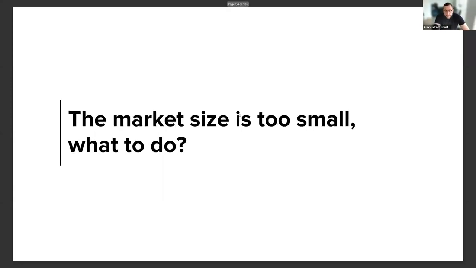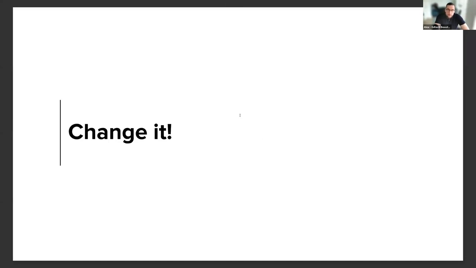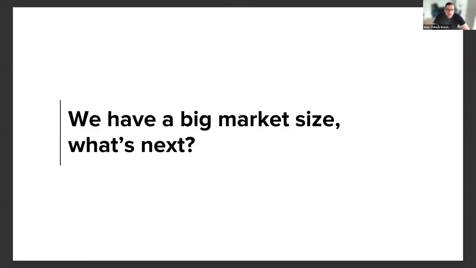So if your market size is too small, just change it. You can change it by geography, as I said, or by product, by pivoting your product. Okay, we have a big market size. What's next?